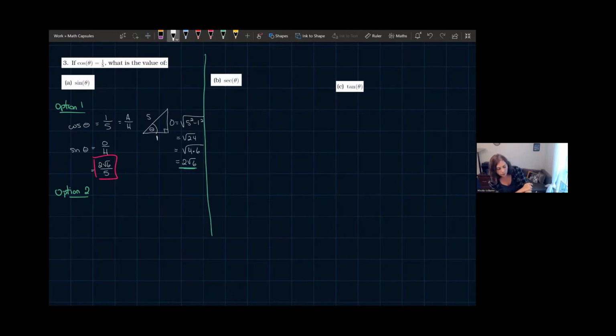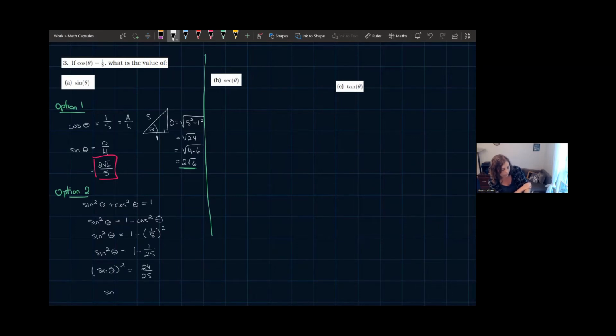But another way to do it would be to use your Pythagorean theorem. So I know that from the Pythagorean theorem, I can get this identity here. Sine squared plus cos squared is equal to 1. Now another way to write that is sine squared is equal to 1 minus cos squared. So I know that cosine of theta is equal to 1 over 5. I could plug that in the place of cosine, and that gets squared. So that means that sine squared is equal to 1 minus 1 over 25. In other words, sine all squared is equal to 24 over 25.